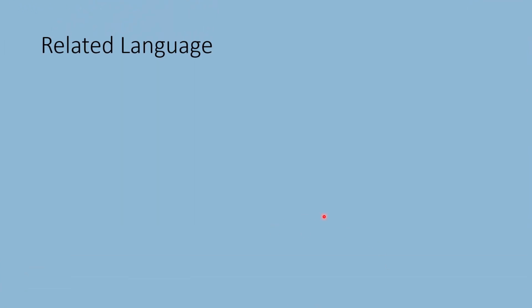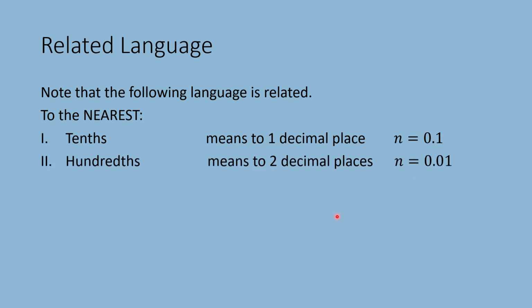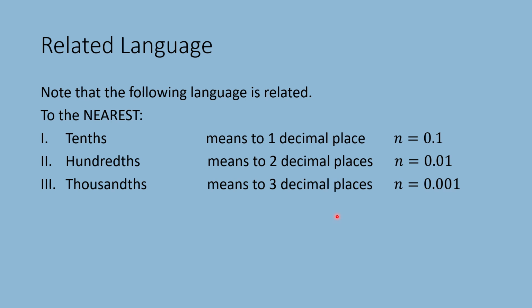Okay, I think I've explained the language to the nearest. Tenth means 1 decimal place, and our unit of measure is going to be 0.1. The same applies for a hundredths. Unit of measure is going to be 0.01. The same applies for a thousandths. A number that is written to the nearest thousandths is written to 3 decimal places. That number is going to have a unit of measure of 0.001 in value.